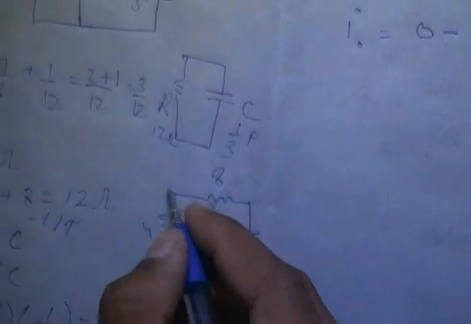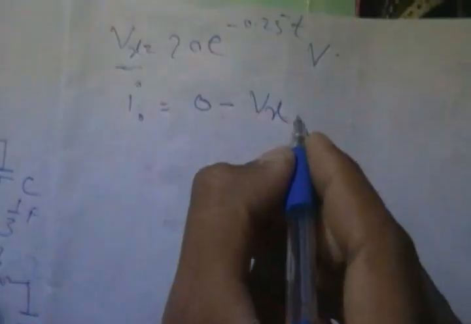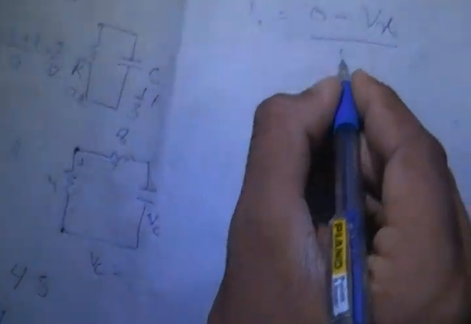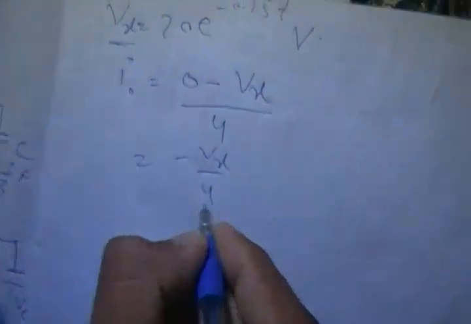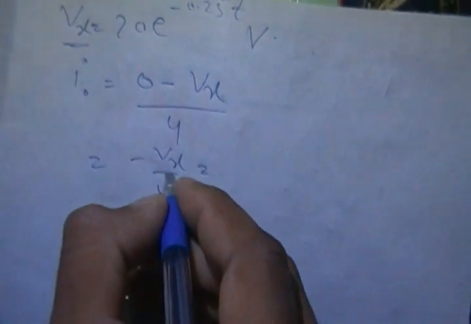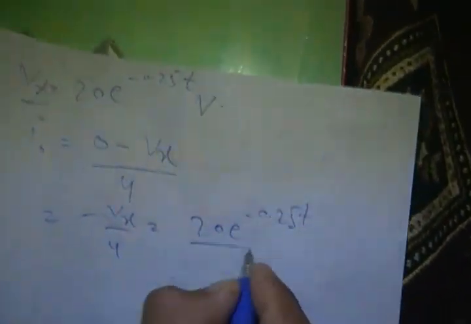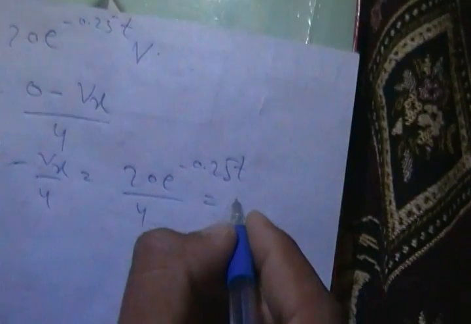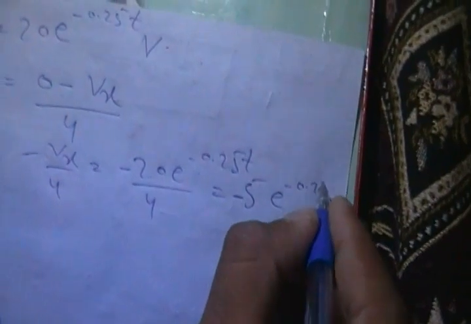So I naught would be equal to, so the current flowing in this direction, the potential of this terminal is 0 minus this node voltage Vx, over the resistance 4. So minus Vx over 4, and what is the value of Vx? Vx is 20 e to the power minus 0.25 t. Over 4, so 5 is, so this is minus 5 e to the power minus 0.25 t amperes. So this is the current that we want to find.